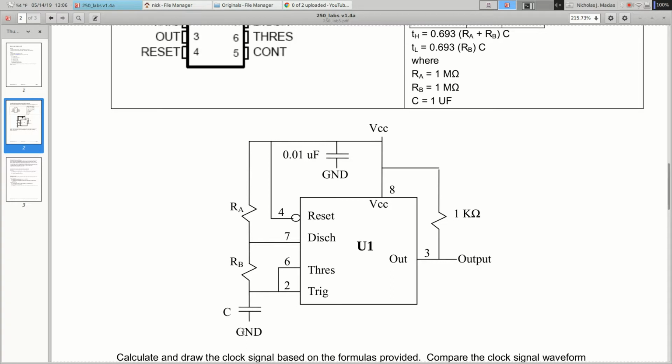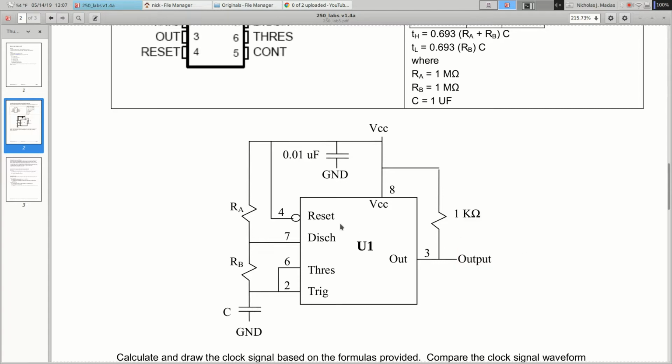So pin 2 goes through a capacitor to ground, pin 7 goes through a resistor to pin 2, pin 7 goes through another resistor to pin 8, which is VCC, and pin 4 goes directly to pin 8. This is just a tiny little capacitor, the smallest one you find in your parts box, connected between ground and power. You don't really need this 1K resistor here, so leave that off. And then pin 3 is the output of your circuit.